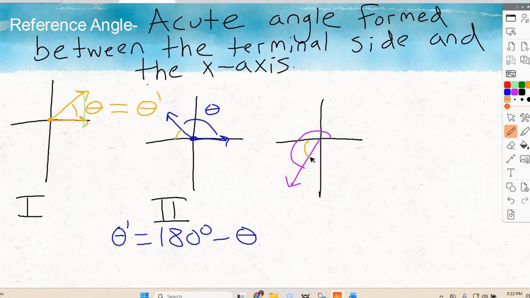So what's an angle in our third quadrant? 240. So if this was 240 degrees, how would I find the orange bit?